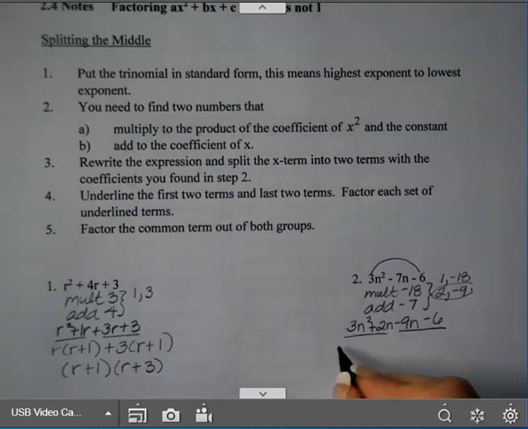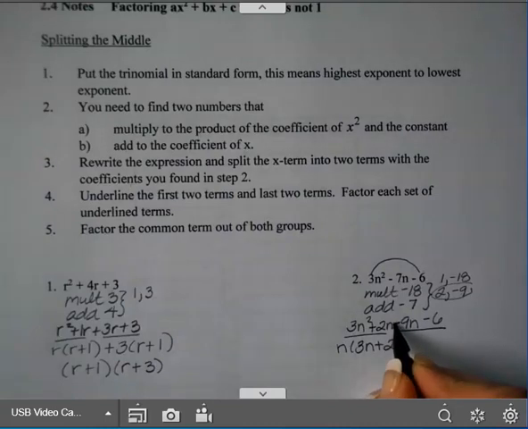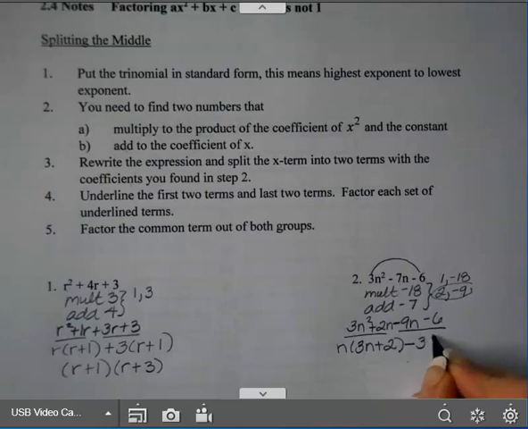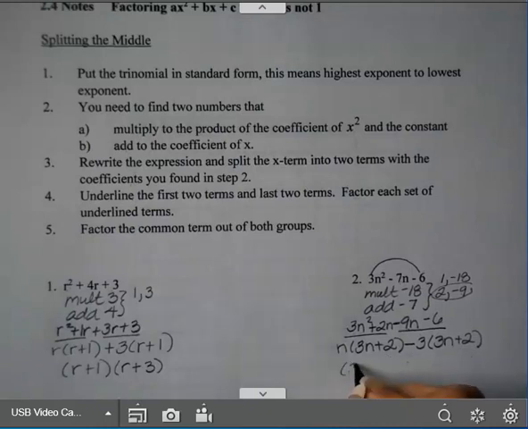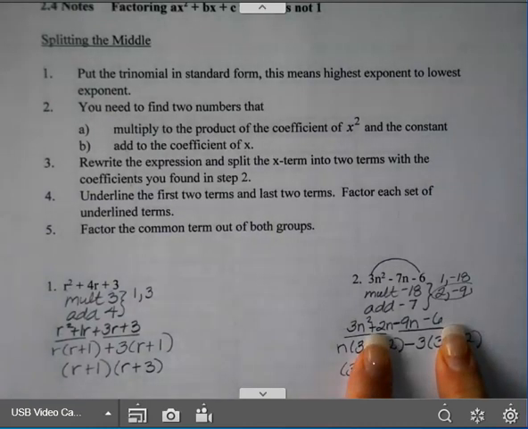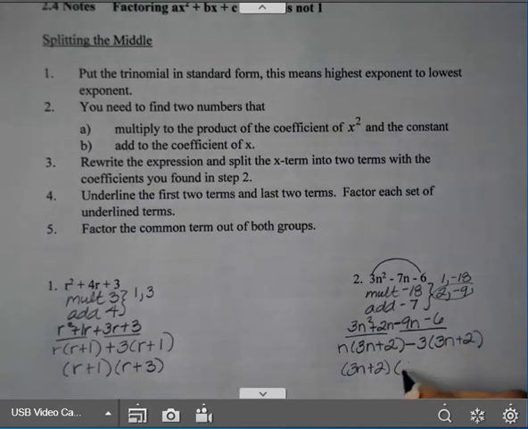This first group has an n in common, and I'm left with 3n plus 2. The second one has a negative here. If you have a negative on the second group, you have to factor out the negative. And these will have a 3 in common. Divide each of those by negative 3, and you're left with 3n plus 2. Now each of these have a 3n plus 2 factor. When I remove the 3n plus 2 factors, notice I'm left with the n and the minus 3. That's what goes in my second set of parentheses.